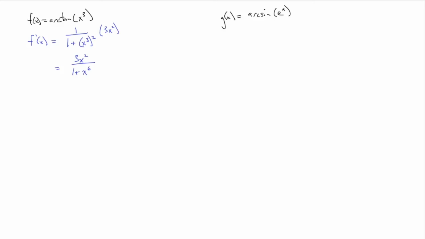Please don't leave the x cubed squared as an x cubed squared, because if you do, then it makes me think that you don't know that that's x to the 6th, and you need to know that that's x to the 6th.